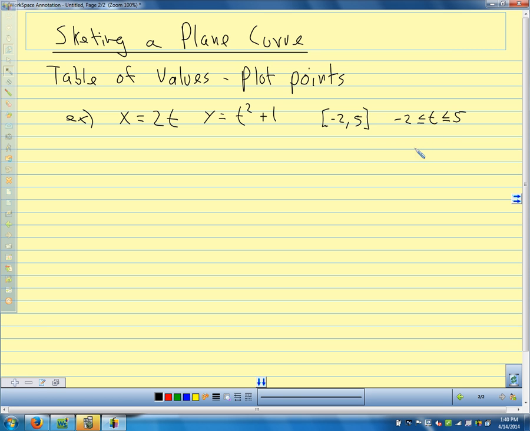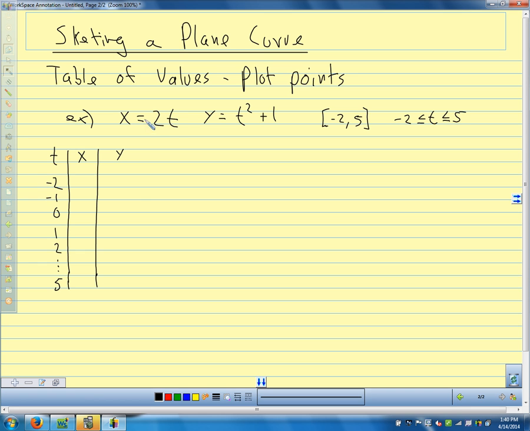So the most basic way that we can do this is plot points. So I'm going to make a table for t, x, and y. And we're just going to count by ones from -2 to 5. So I'm going to do -2, -1, 0, 1, 2, and then we'll skip a couple here and go to 5.